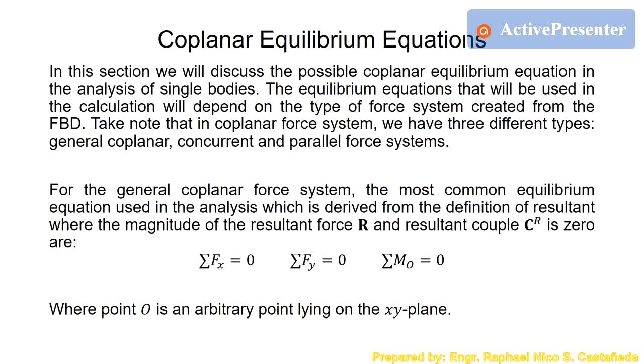We have the general coplanar force system, concurrent force system, and parallel force system. So let's start first with the general coplanar force system. There are three common equations we can use: the summation of forces in x equals 0, summation of forces in y equals 0, and summation of moments at any point or arbitrary point O equals 0. Take note that point O is an arbitrary point lying on the xy plane, so it may be any point in the system.